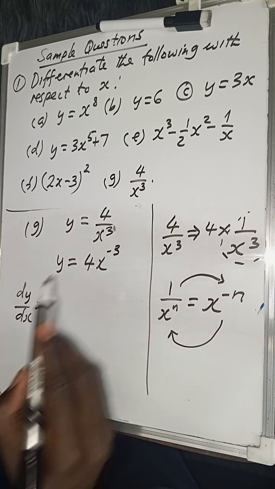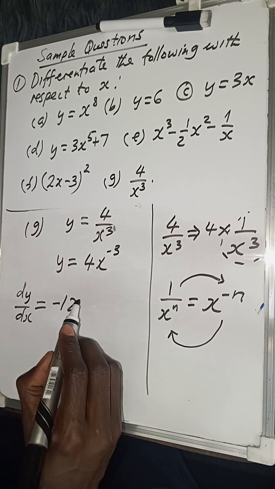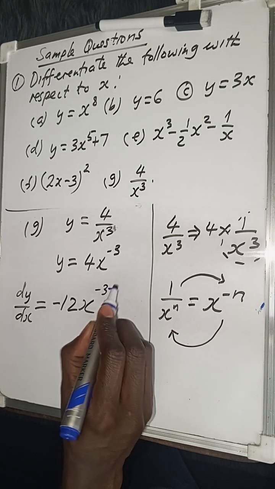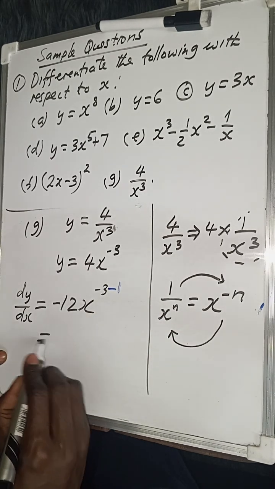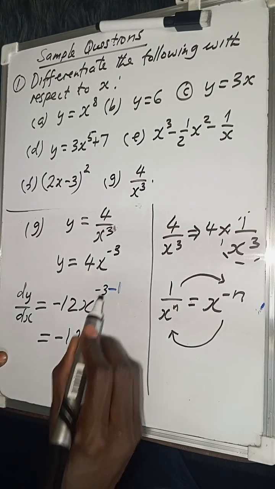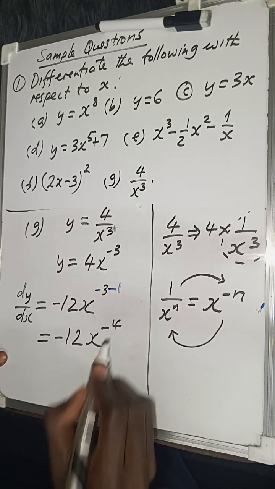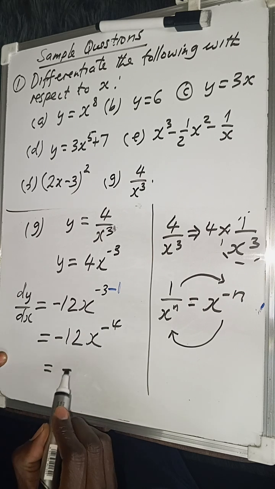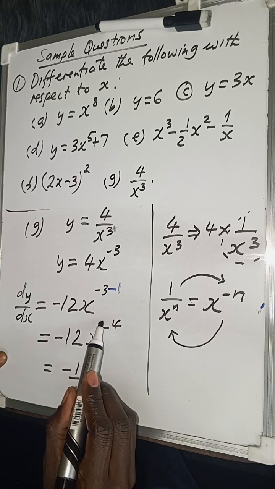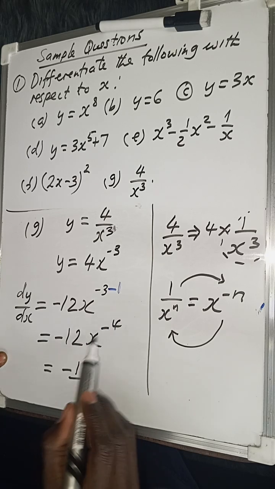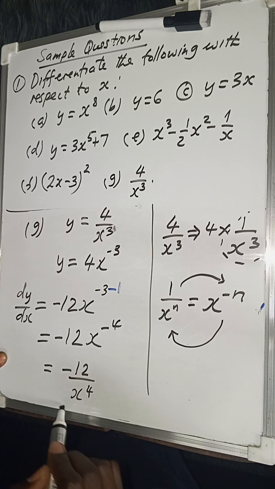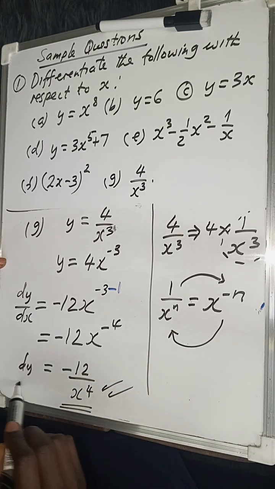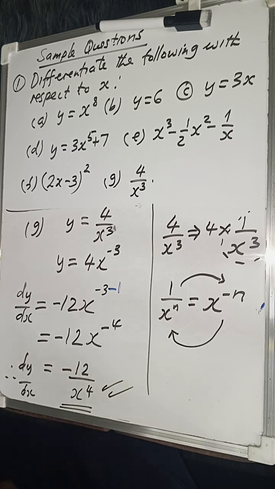So what is that going to give you? Well, negative 3 times 4 will give me negative 12. Then what did we say? The power reduces by 1, so it will be minus 1. So this is going to give us negative 12x to the power negative 3 minus 1, which is negative 4. Remember again, when I remove this negative, it will become negative 12 over x to the power 4, which drops down as a positive index. So that's what we mean. So that's our derivative dy over dx for such an expression.